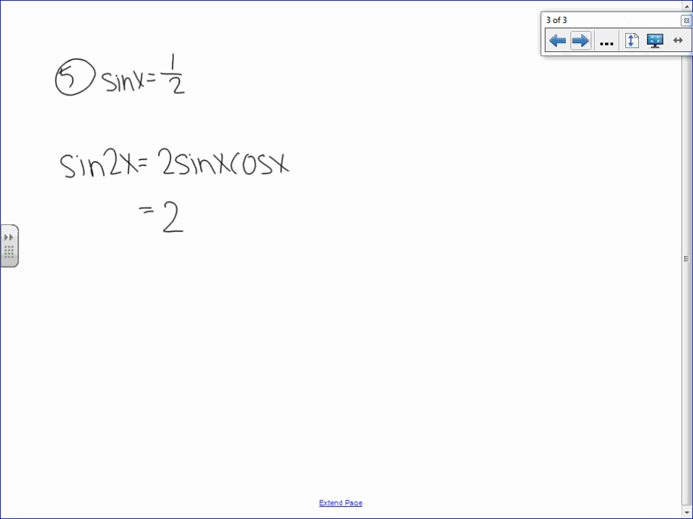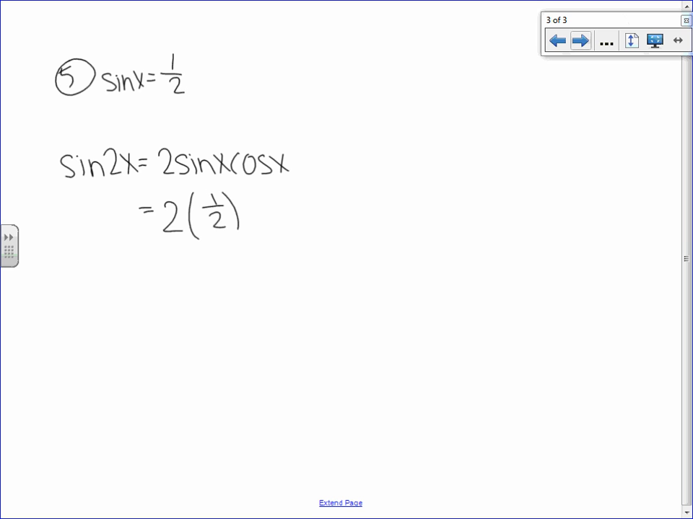Page 5, they tell me I'm working with positive acute. They tell me that sine x is equal to 1/2, and I want to find sine of 2x. Again, using your reference sheet, the formula for sine 2x is equal to 2 sine x cosine x. So here we don't have a choice. We have to use this formula.